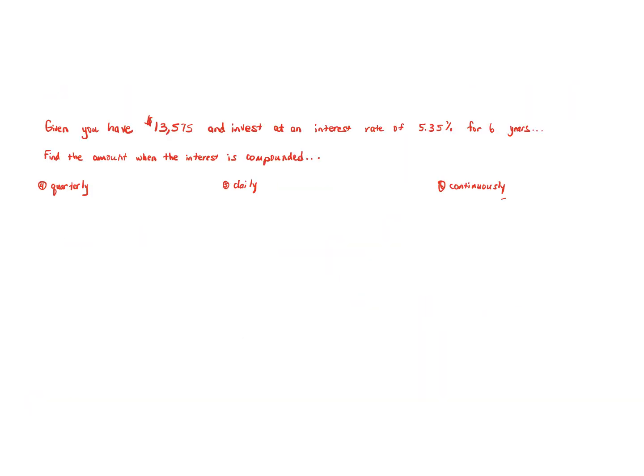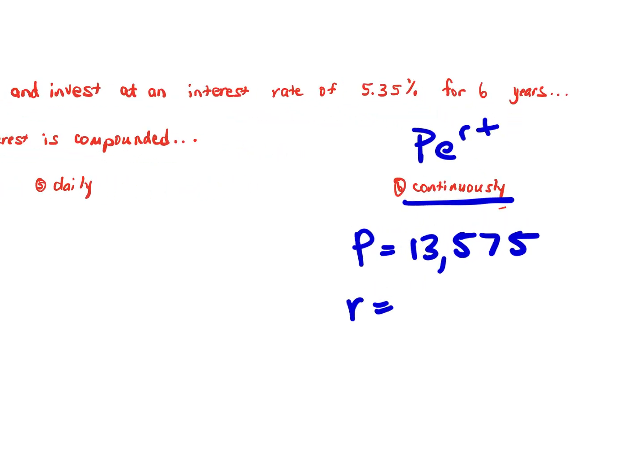and invest at an interest rate of 5.35% for 6 years. Find the amount when your interest is compounded continuously. So continuously, we use our PERT formula. So what's our P? What's our starting amount? 13,575. E is just a button in our calculator. What's our R? What's the decimal version of our percent? Move the decimal 2 places to the left. What would our R be?